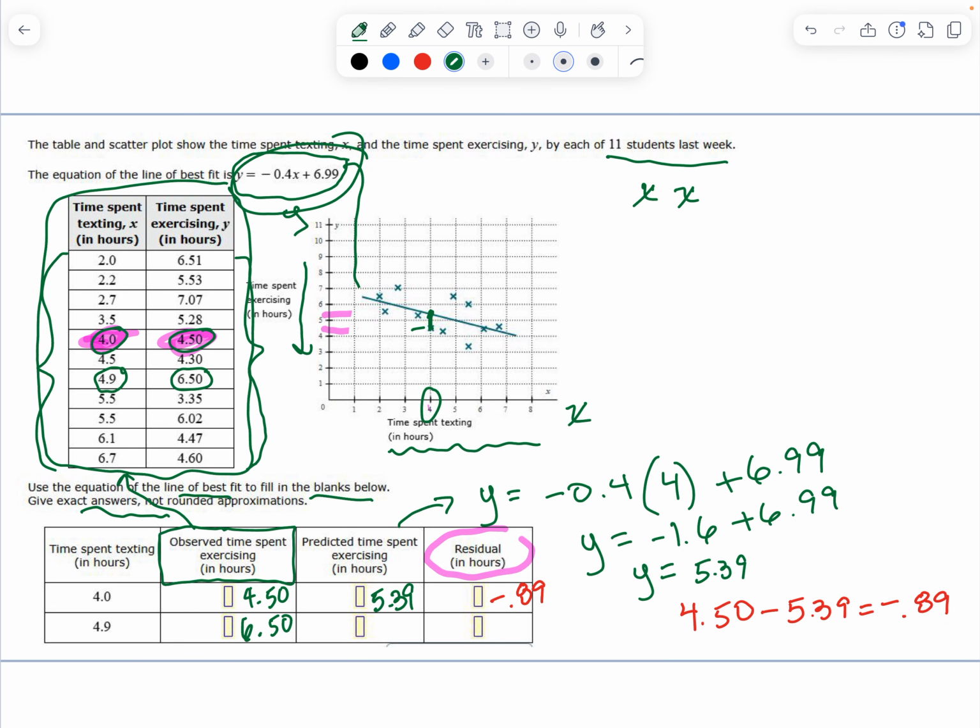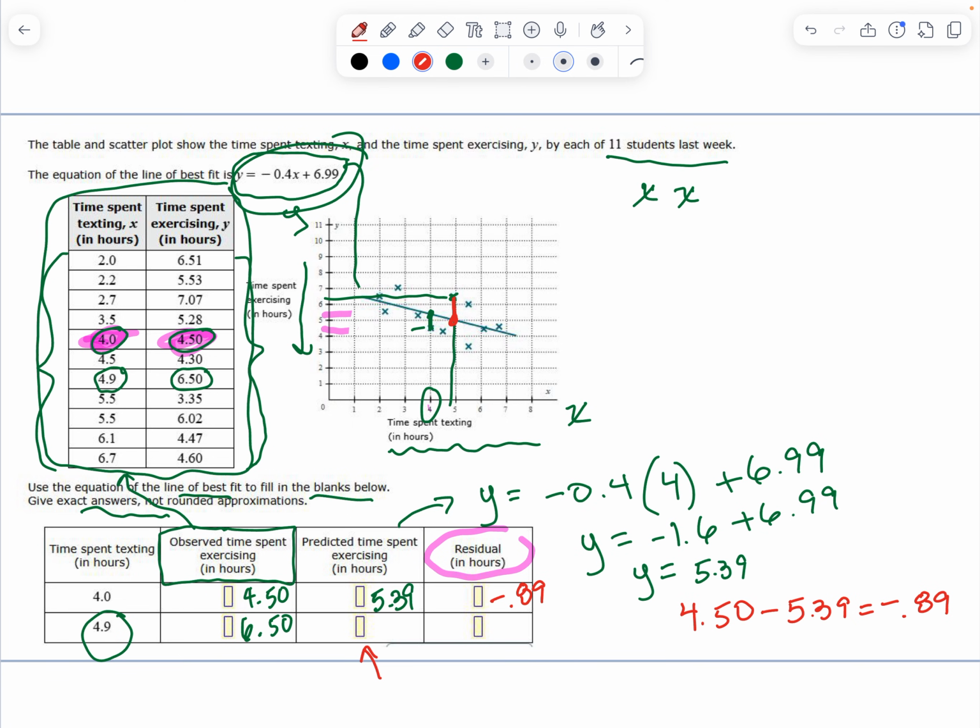Let's move on to the student that texted 4.9 hours. Let's find that person. 4.9 hours is over here. If we go up, there's that person right there, and they actually worked out 6.5 hours. But the question is, what does the trend line think that they should have worked out? See how there's a difference right there? That's the residual. Let's figure out what the trend line predicted and then figure out the difference.